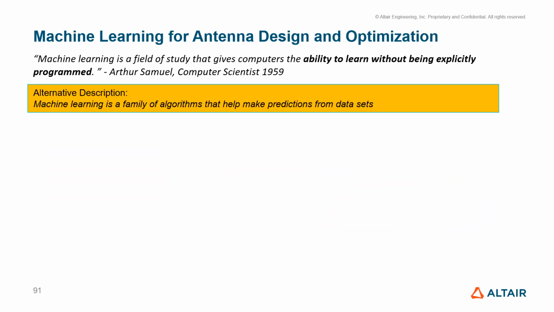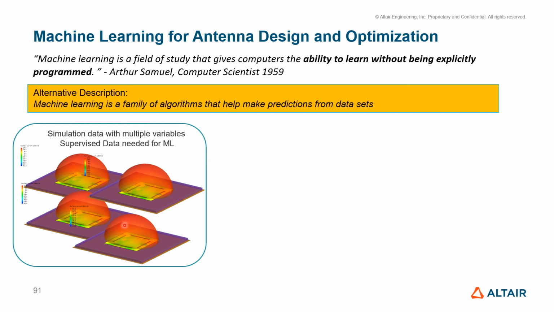And the second advanced topic that's also becoming popular nowadays is machine learning for antenna design and optimization. So this is nothing new. Machine learning has been around for a long time, and as computer scientists define it, it is a field of study that gives computers the ability to learn without being explicitly programmed. Or you can also think of it as a family of algorithms that help make predictions from data sets.